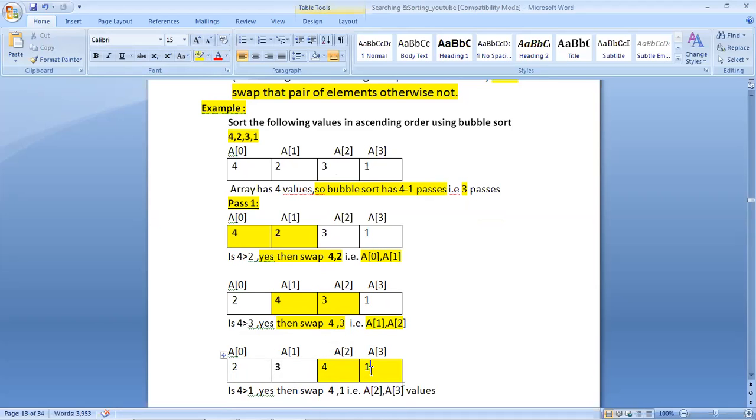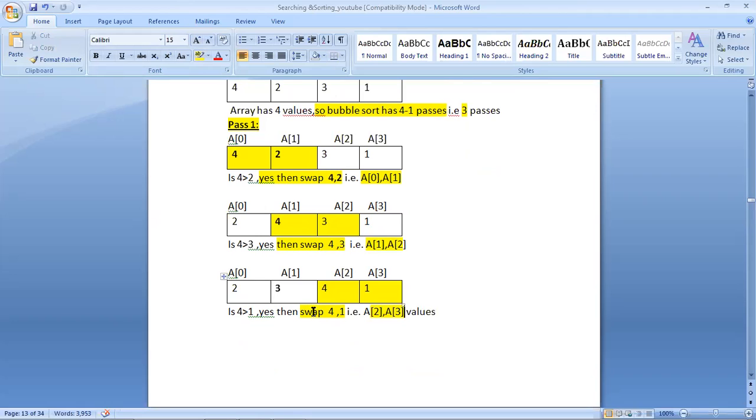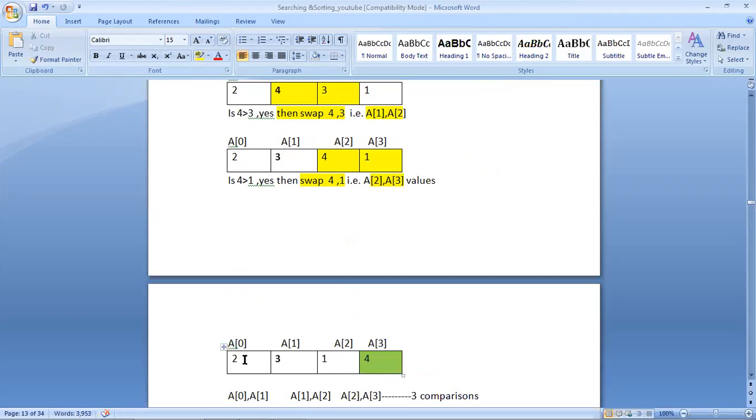Now we look at the last adjacent pair of elements, that is the third value and fourth value of the array. Those are 4 and 1. Are these two values in ascending order? Check: is 4 greater than 1? Yes, meaning 4 and 1 are not in ascending order. Then we swap the 4 and 1 values, that is A of 2 and A of 3. So after the swap operation, now the result is 2, 3, 1, 4. Array values are 2, 3, 1, 4.